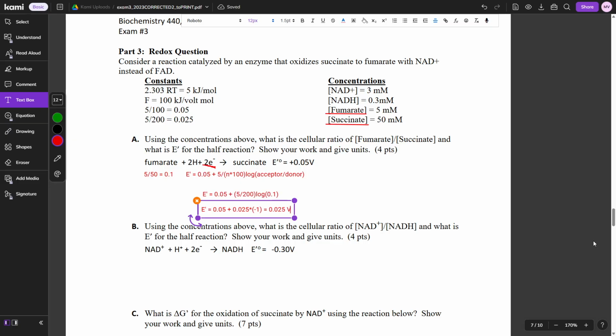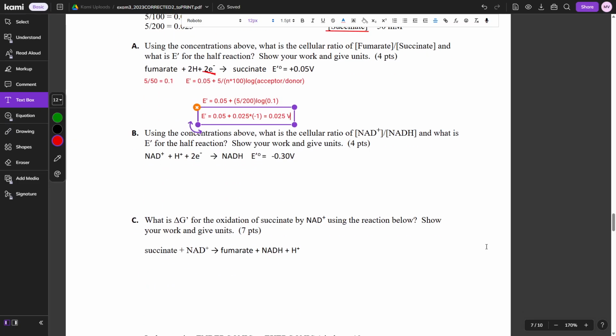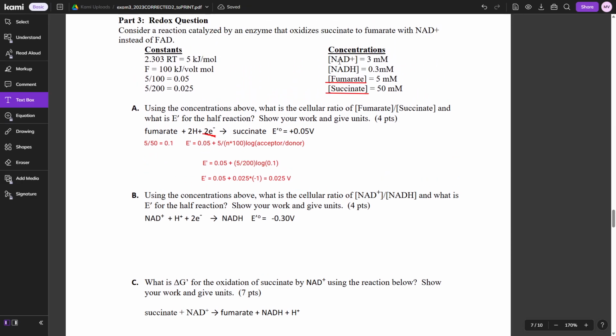Okay. And you're going to do the exact same thing for the one underneath. In this case, we're using the concentration above with a cellular ratio of NAD plus to NADH. So NAD plus is 3, NADH is 0.3. 3 divided by 0.3 is 10.